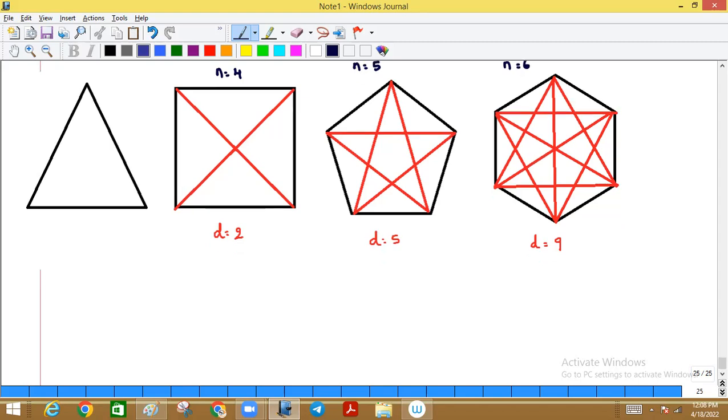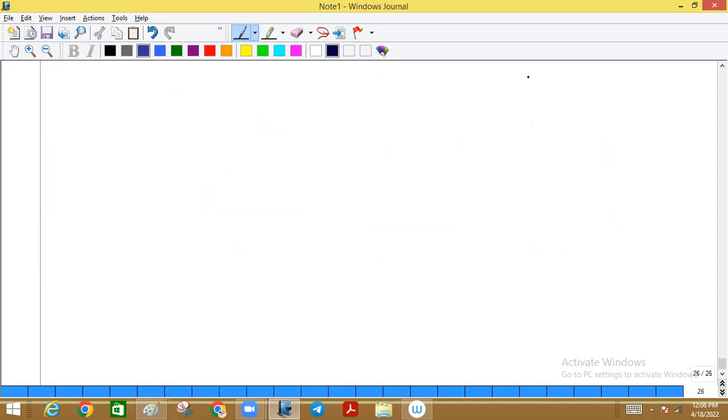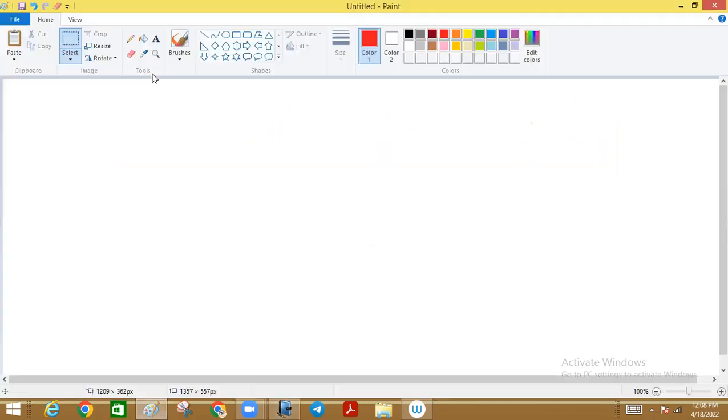Now see here. Suppose I give you 5 points. 1, 2, 3, 4, 5. How many lines can you form by using these 5 points? Line means how many points you need? 2 points. 1, 2 is a line. Then 1, 3 is a line. 1, 4 is a line. 1, 5 is a line.